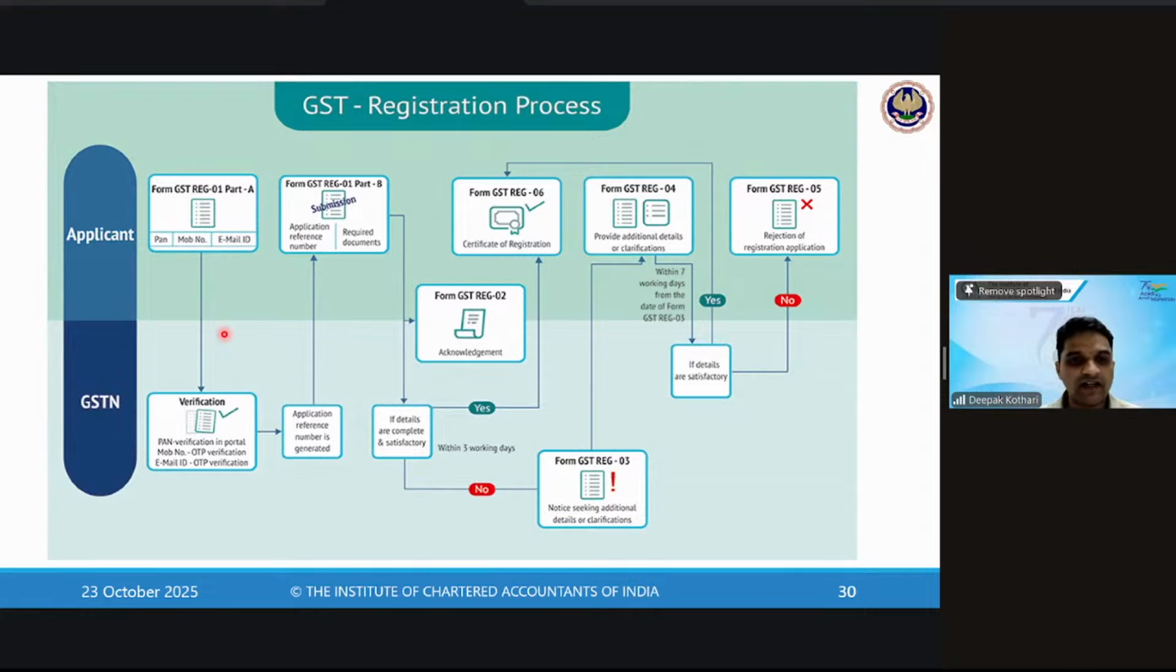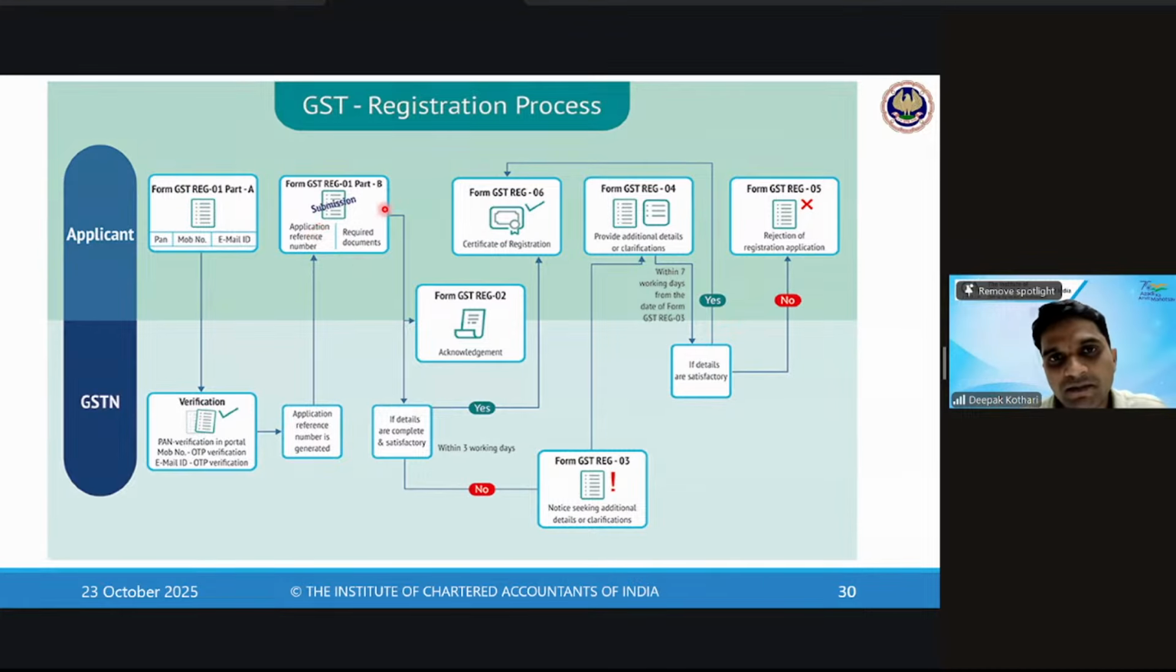Once these 3 things are validated, you will get an application reference number. This is called ARN, application reference number, which you will use for reference purpose. With that application reference number, you will submit all the required documents. What are the documents? I will tell you, but understand the flow. With the application number, you will submit all the documents. आपके documents submit हो गए.